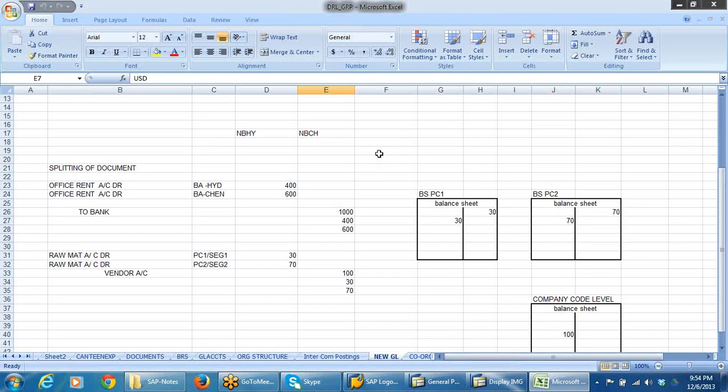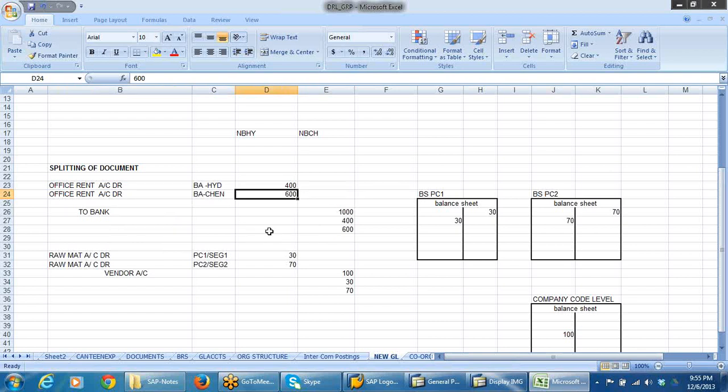So document splitting is nothing but splitting of a document. Office rent account, business area Hyderabad, business area Chennai, to bank. Now if I am going to post an accounting entry, say I am posting manually 400, 600 here, right? So my office rent account, business area Hyderabad, business area Chennai, to bank. From my head office account I am posting. I am posting to all these.